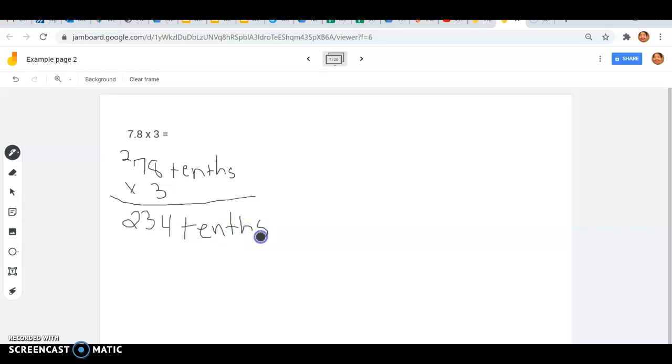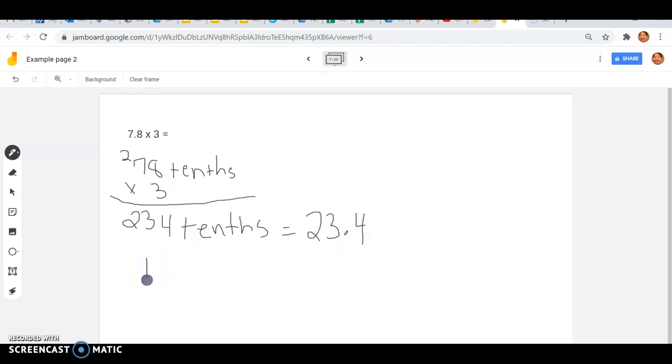Our CFS number 3 says that we now need to place our decimal correctly. Well, we know that we have 234 tenths, so we're just going to put our decimal where we have something in the tenths place. So we would then write our number in standard form, where it would be 23 and 4 tenths. Our last step is to then check with our area model.